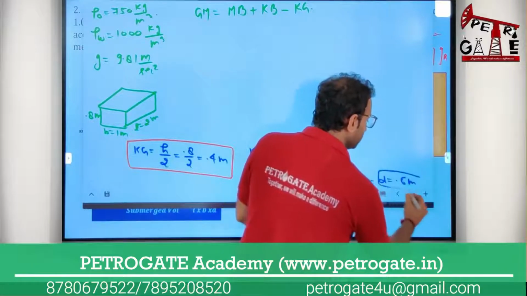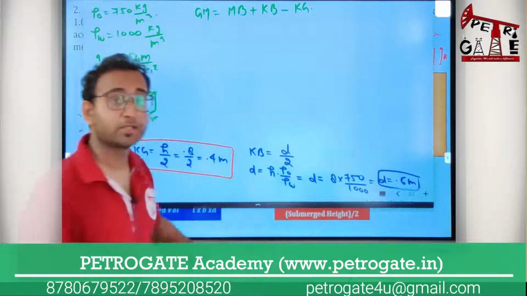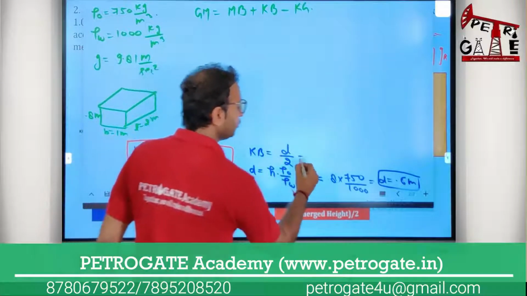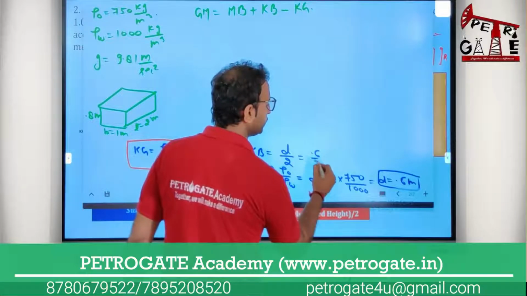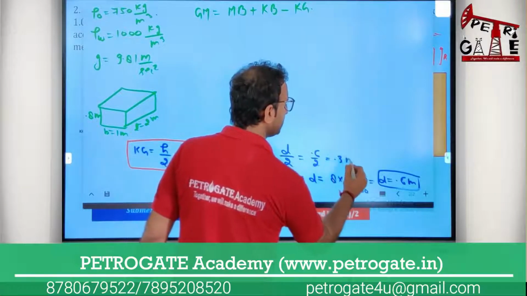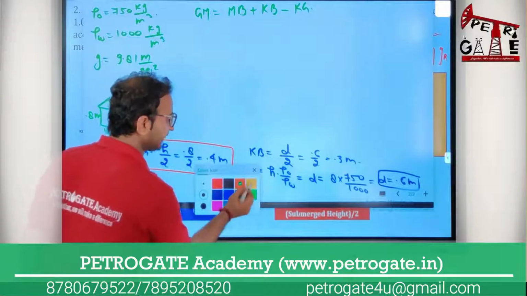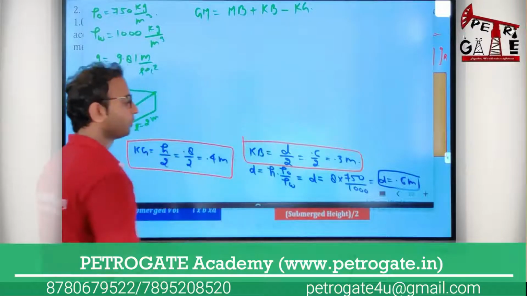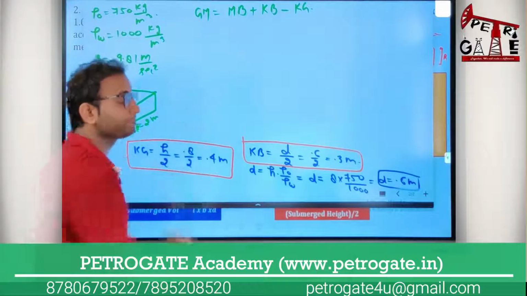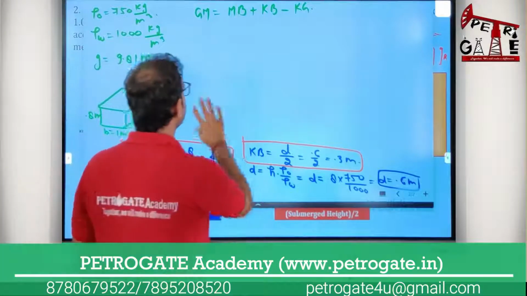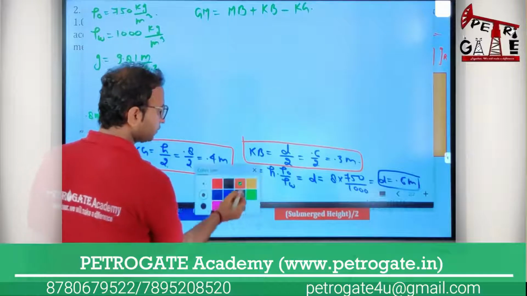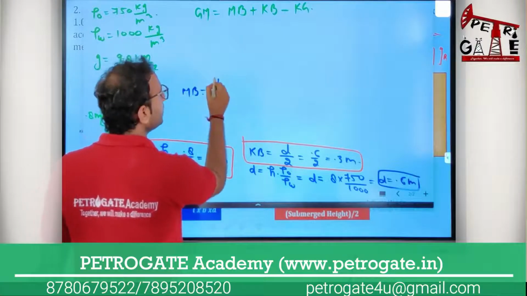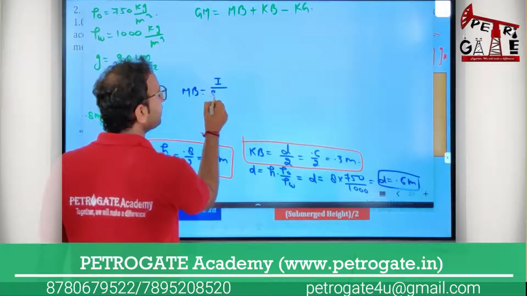Now, what is your center of buoyancy? That will be D by 2. D is 0.6, by 2, so you will get 0.3 meter. This is the second data that you got. The third data is MB. I am doing the MB calculation also, same color I am taking, MB, or you can say BM. I know it is moment of inertia upon submerged volume.